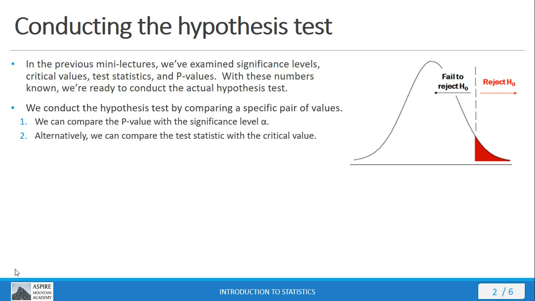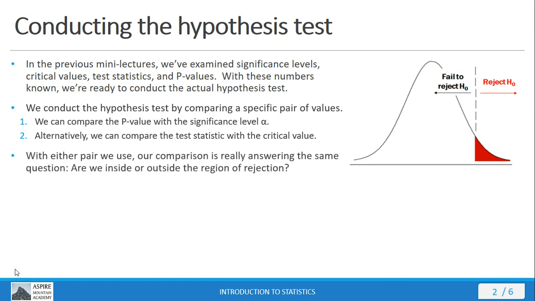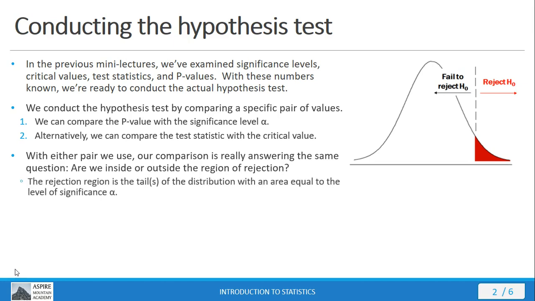Remember, the test statistic is the boundary for the area that is the p-value, and the critical value is the boundary for the area that is the significance level alpha. So here we're comparing area with area or boundary with boundary. Either way, we've got like with like, and that makes for a fair comparison. So either way we do this, we're going to come out with the same result. And we're really trying to answer the same question. Are we inside or outside the region of rejection?